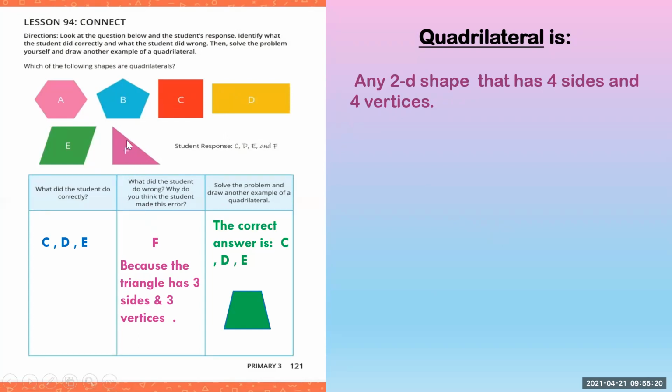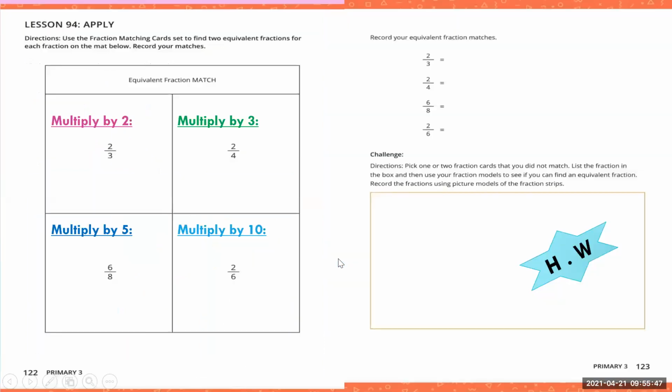The triangle is not a quadrilateral. Why? Because we said quadrilaterals have 4 sides and 4 vertices. Do we have 4 sides here? No, there are 3 sides only. Do we have 4 vertices here? No, there are 3 vertices only. So it's not a quadrilateral. Okay. Let's move to our lesson today.